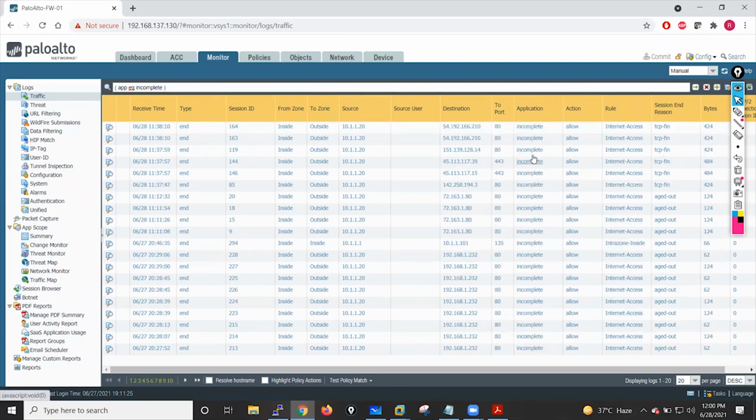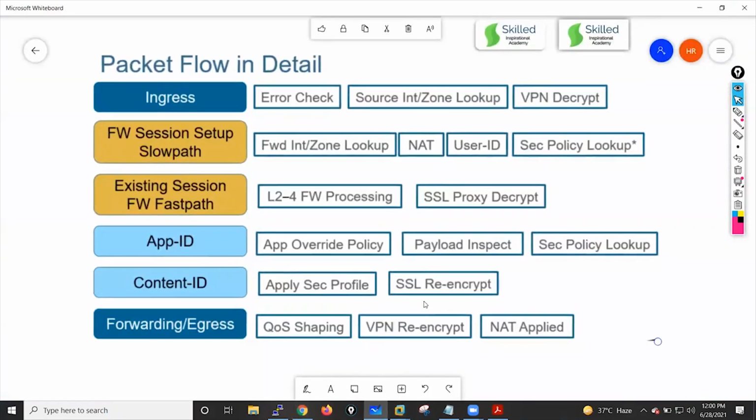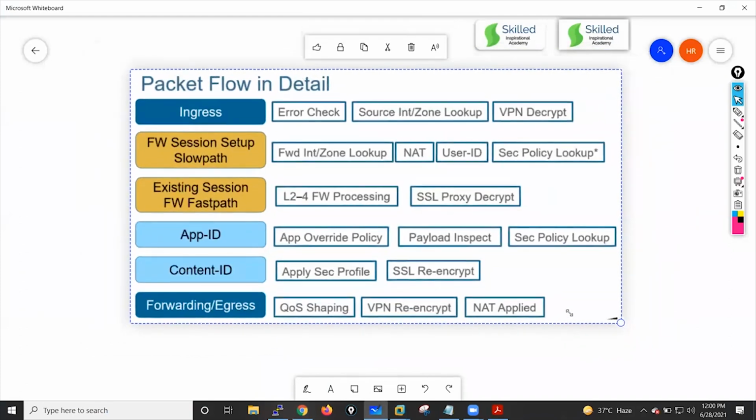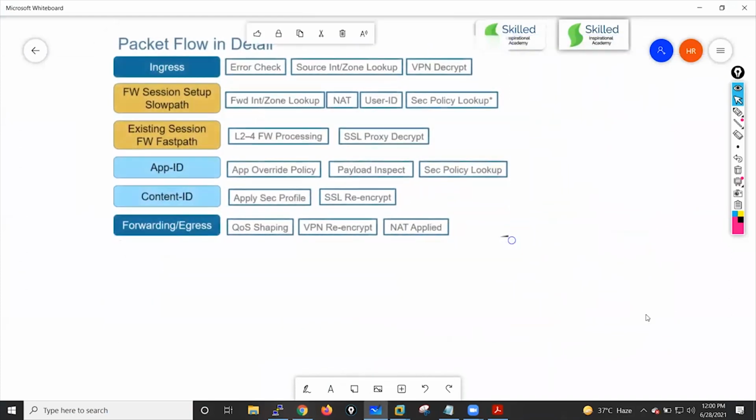You will see so much traffic here where the application is incomplete, right? Why do we see this particular reason, this kind of application incomplete message, in our application column? Let me answer this question. First of all, you need to understand the TCP three-way handshake, guys. So what I will do is write the TCP three-way handshake here. I have my firewall here.